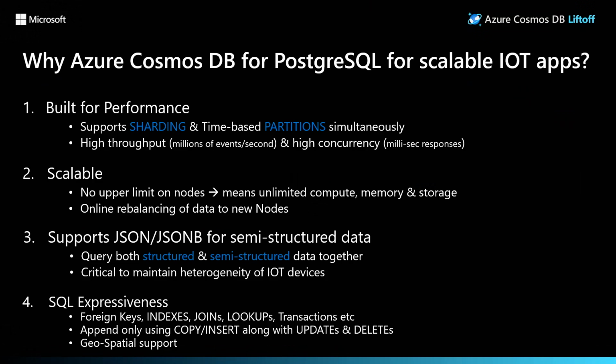Cosmos DB for PostgreSQL also meets the scalability requirement of IoT workloads, since there is no upper limit on the number of worker nodes that you can provision, which basically means you can scale it to millions of devices without any problem. Also, it supports online rebalancing, so no more downtime whenever you add new nodes to your cluster.